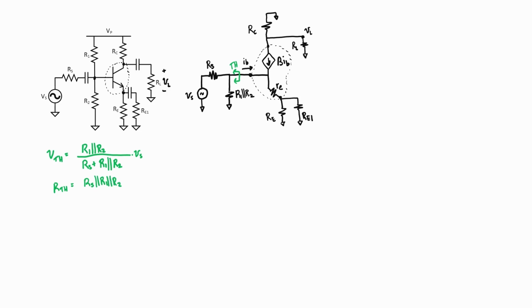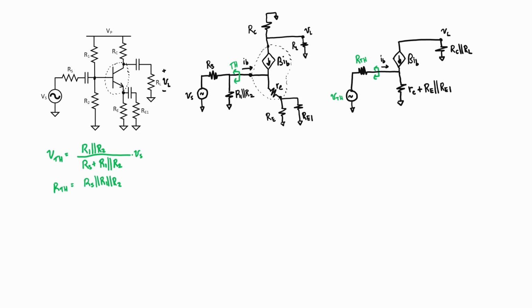Let's now redraw our circuit. There's our Thevenin equivalent voltage source, and there's our Thevenin equivalent resistance. For the rest of the circuit, we can simplify things a little bit by combining R sub C and R sub L, and then we can combine three resistors at the emitter side as well. In order to make some headway here with solving this circuit, I'm going to apply the Kirchhoff voltage law around this loop.